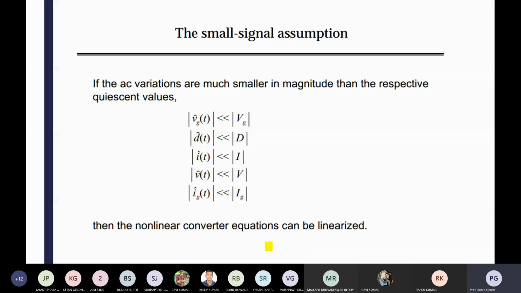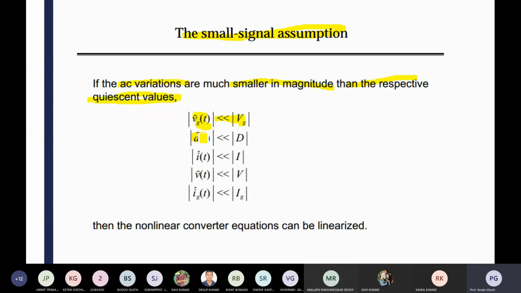Now we replace all those values with our expression. What are the small signal assumptions? We observe that the magnitude of v̂g(t) is very much less than Vg. The ripple voltage is very small compared to the DC value, so that's why you can neglect the AC value. If the AC variations are much smaller in magnitude than the respective quiescent values, then v̂g(t) is much less than the input voltage.